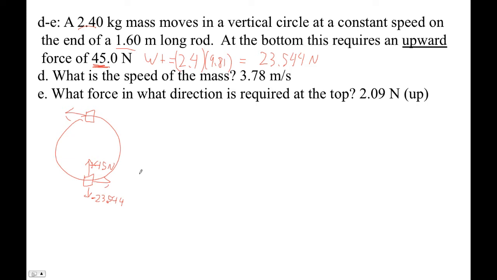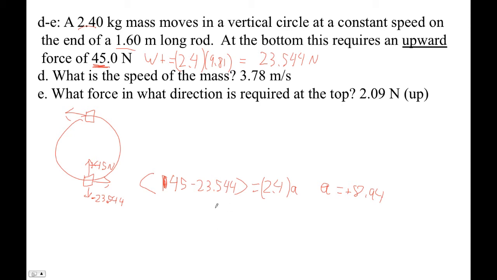And now we can set up our equation at the bottom. Our force is 45 minus 23.544, and that equals 2.4 times A, right? So now we can solve that for A. 45 minus the weight, divided by 2.4, is 8.94. Notice that it's positive 8.94.